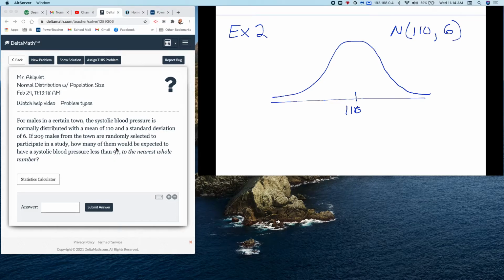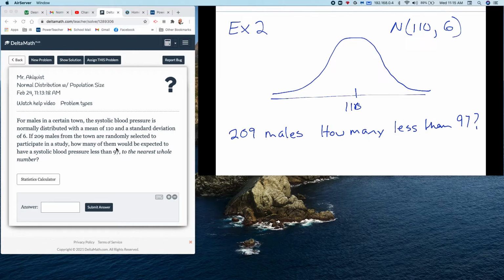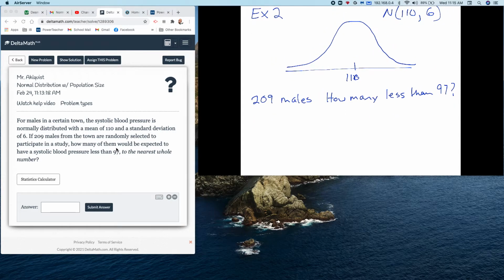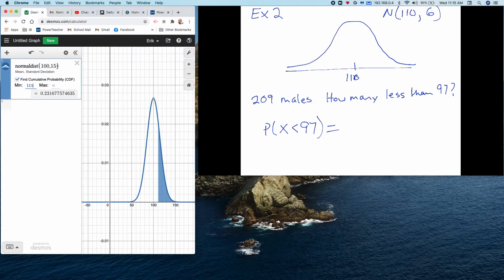Well, we have 209 males. We want to know how many have less than 97. That's the question. To answer it, the first thing I want to know is what's the probability that our males are less than 97? We've got to figure that probability out first, and then we're going to multiply it by the 209 males. So we're going to go to the Desmos calculator.